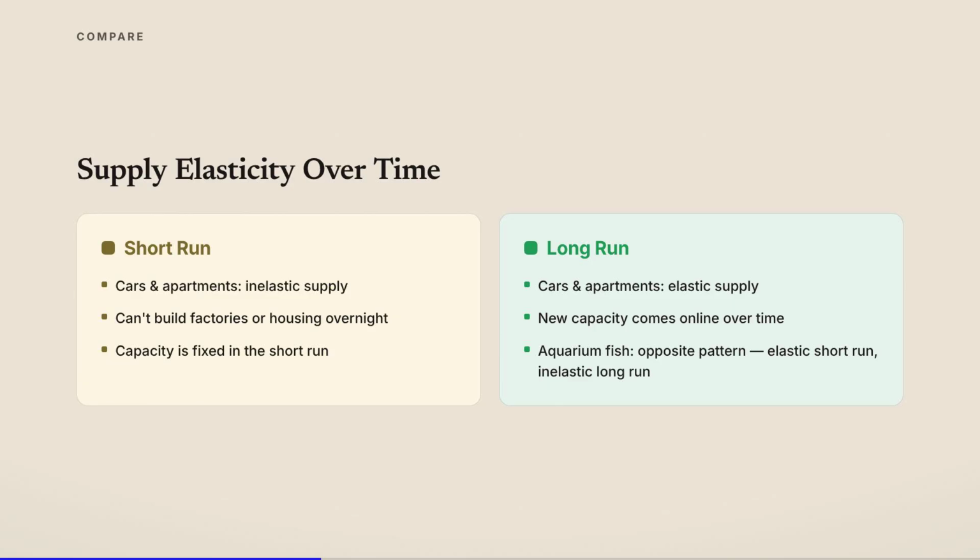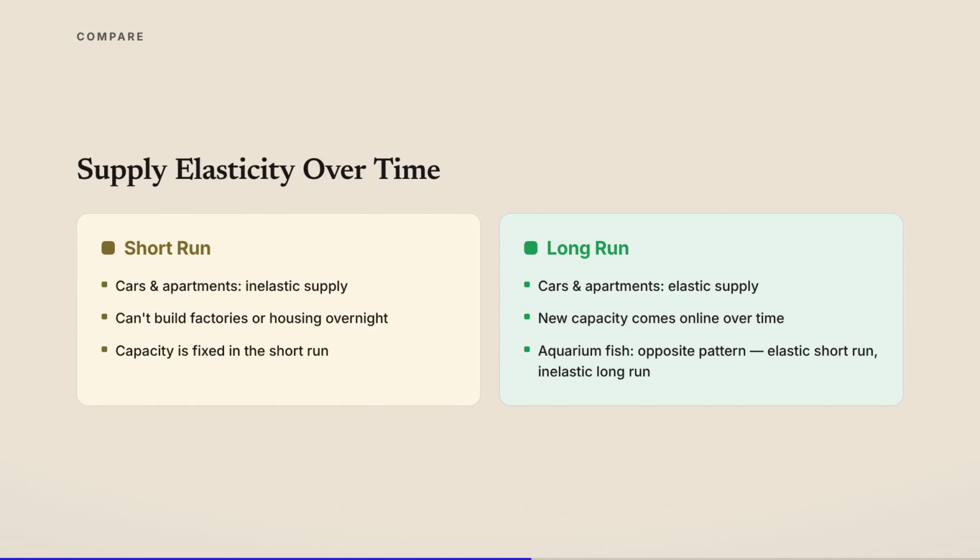For cars and apartments, supply is inelastic in the short run. You cannot build a factory or an apartment complex overnight. But in the long run, supply becomes elastic as new capacity comes online.